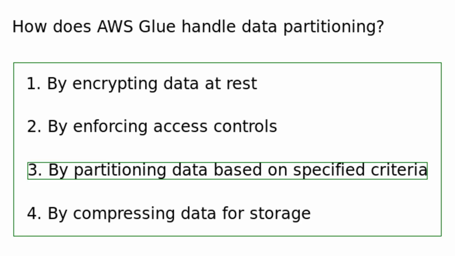The correct answer is by partitioning data based on specified criteria. AWS Glue handles data partitioning by allowing users to partition data based on specified criteria, such as date or category, which improves query performance and data retrieval efficiency.